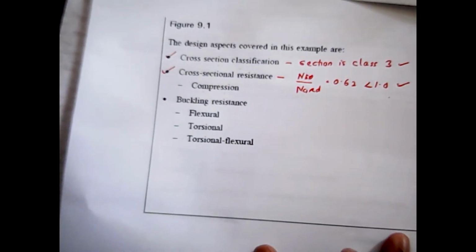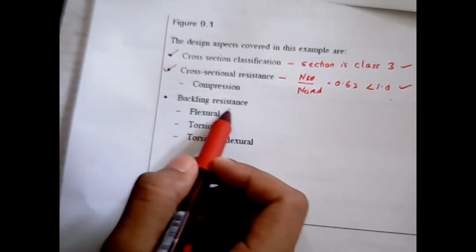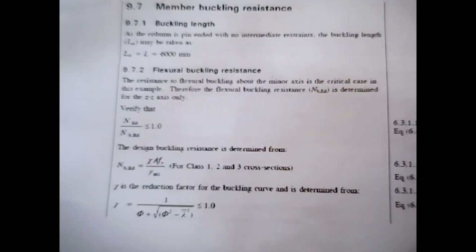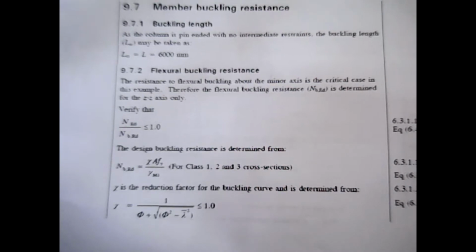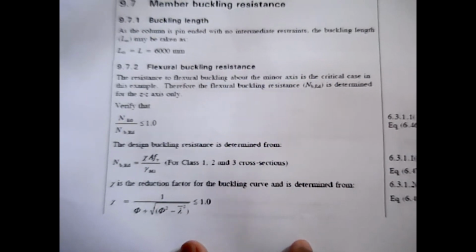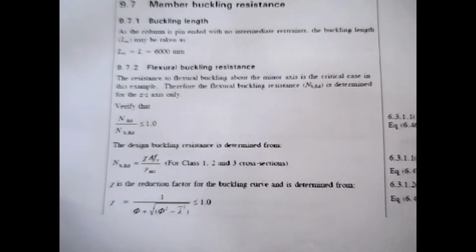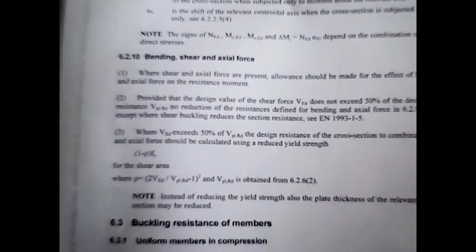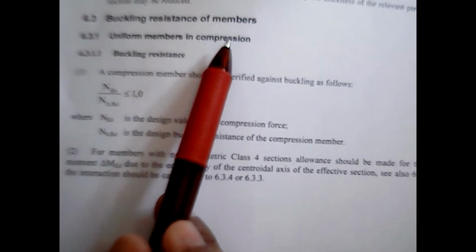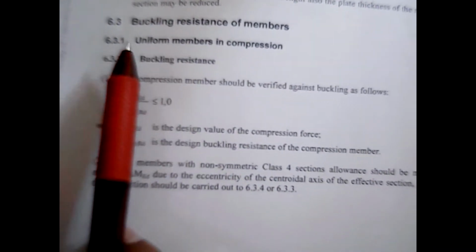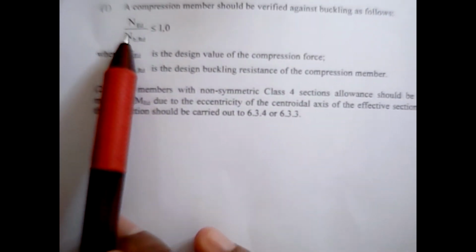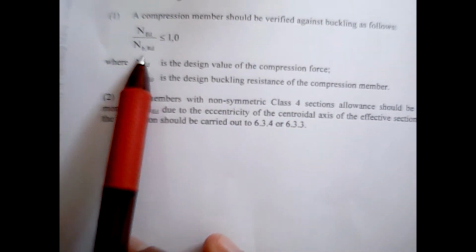The next check that we need to carry out is what we call the buckling resistance check. Alright students, the next check is the buckling resistance of the compression member. For this you need to refer to clause 6.3 in the Eurocode, uniform members in compression, where you need to check the member buckling resistance, NED over NBRD.